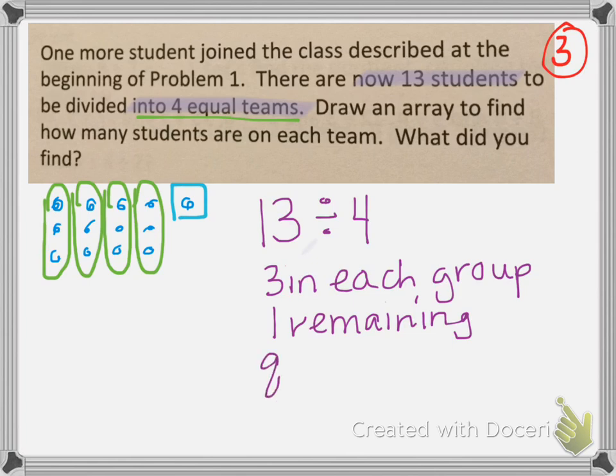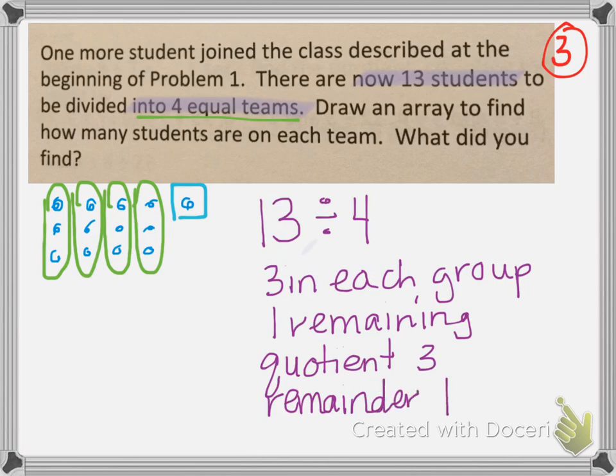The quotient is 3. The remainder is 1. The quotient is 3. The remainder is 1. Okay? We'll get to a point where we can write this a little bit differently. But right now, this is how I want you to write it.